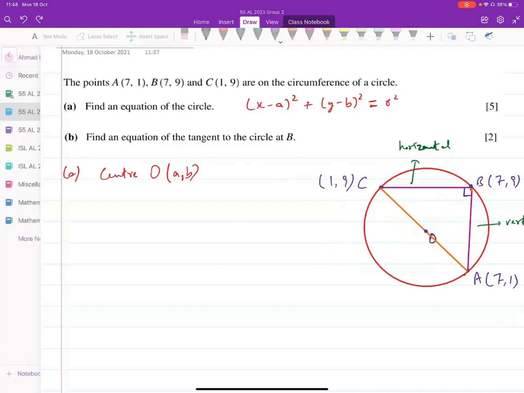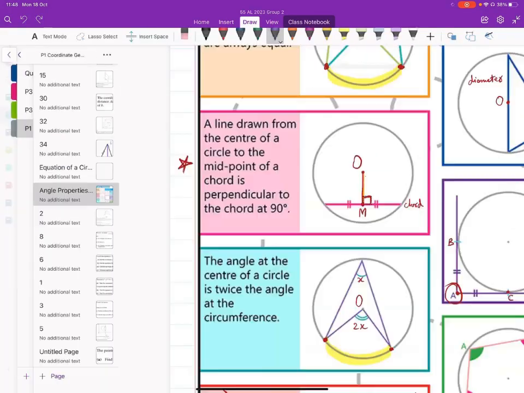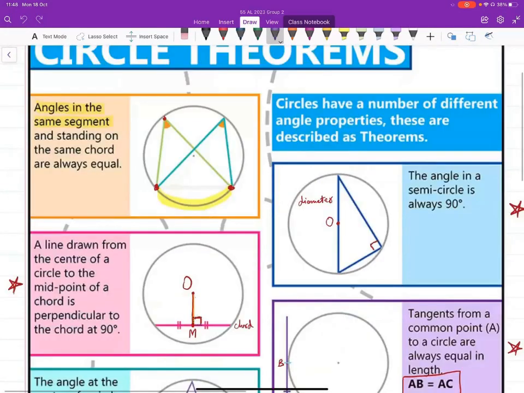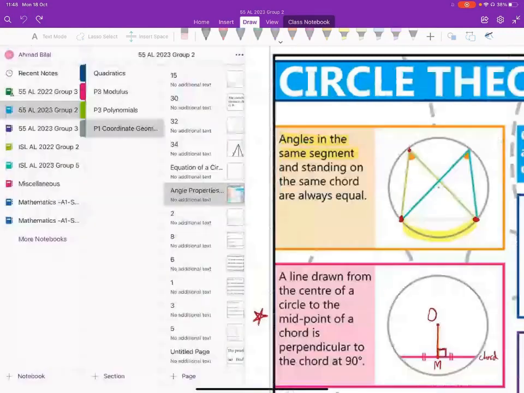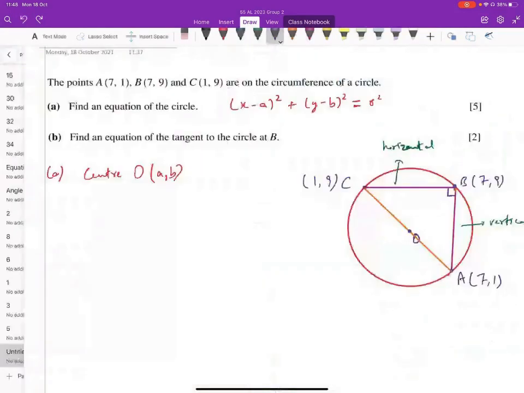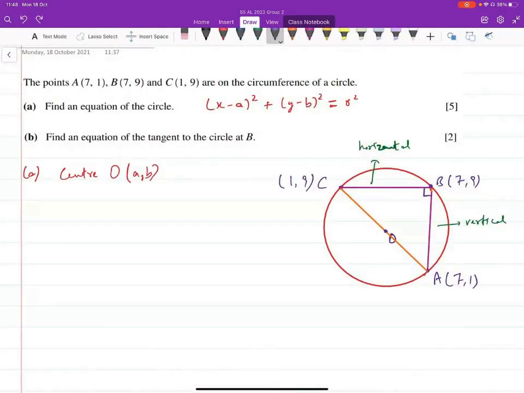We know that property, right? We know that property from O levels. Angle made by a diameter on the circumference, angle in a semicircle is 90 degrees. The converse of this is also true. अगर आपका semicircle नहीं है, diameter नहीं है, the angle cannot be 90. So that necessarily means AC is the diameter.